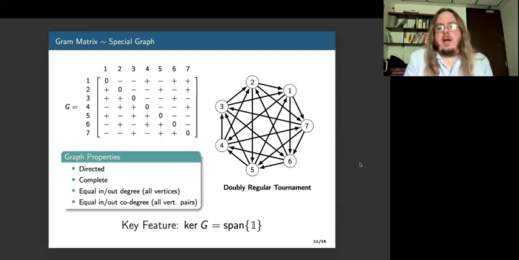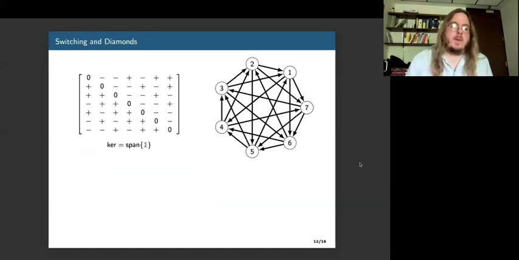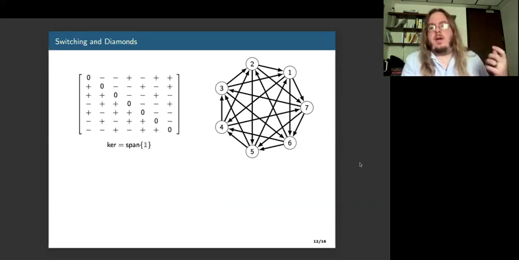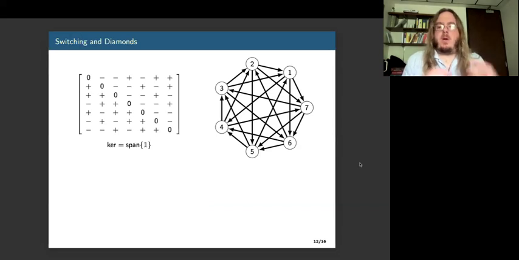So in general, when I have the Gram matrix of a symplectic ETF, d by d plus 1, it does not correspond directly to a doubly regular tournament. And so there's a way of sort of getting around this, and I'm going to talk about that here in the next slide. So first I need to talk about something called switching. Switching is like picking a vertex or several vertices in this graph, and then just taking all of the edges that come in and all the edges that come out and changing their direction.